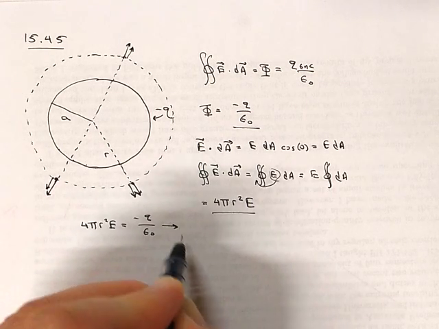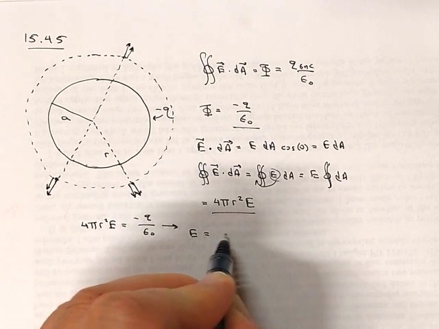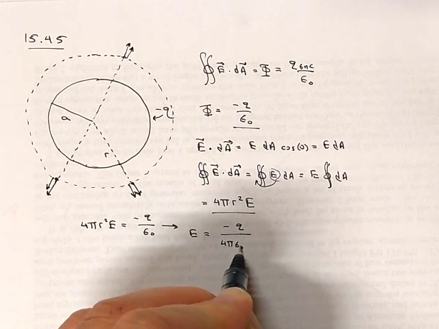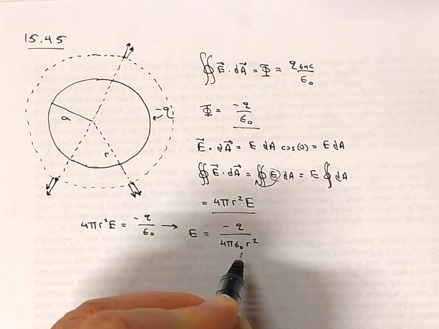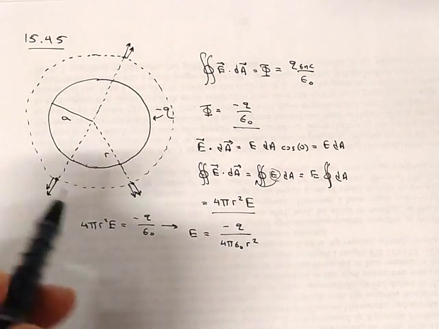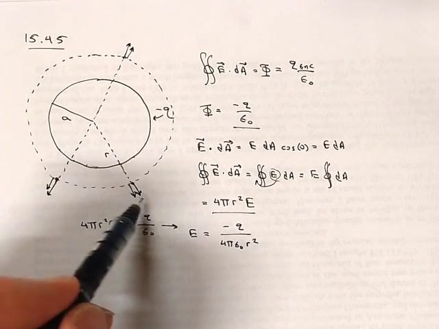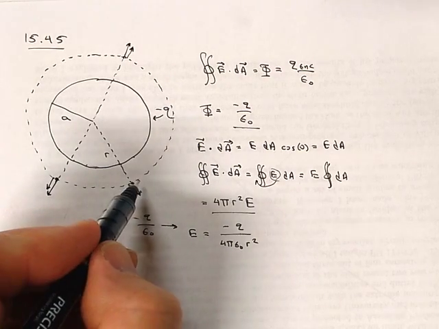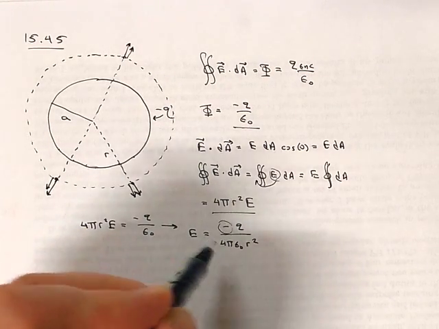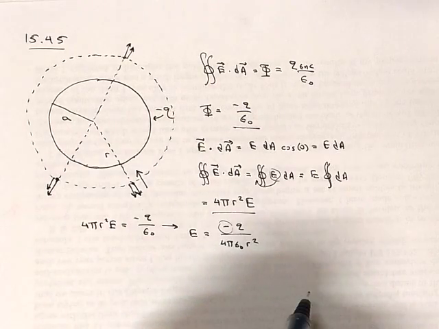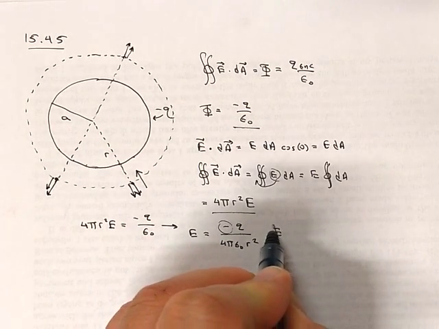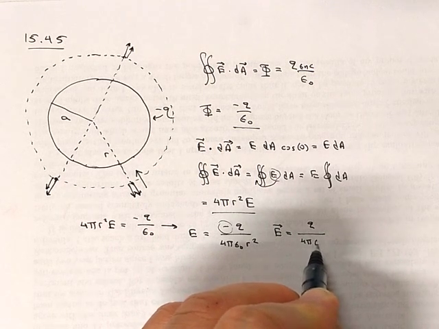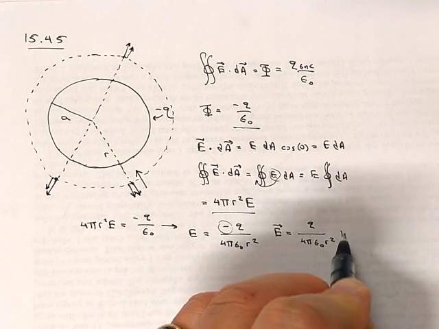So if I solve for E, you get minus Q over 4 pi epsilon 0 r squared. Now the minus sign just means that this is a negative charge, so while we've been saying the electric field points directly away, it actually points opposite that direction, hence the minus sign. So the electric field vector is actually inward. E would be Q over 4 pi epsilon 0 r squared, inward.